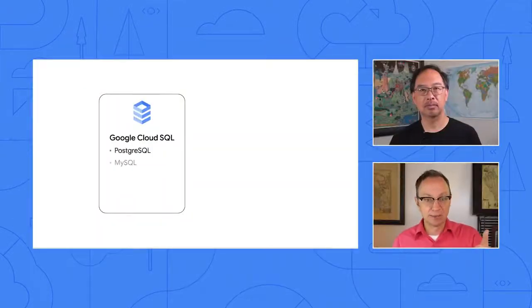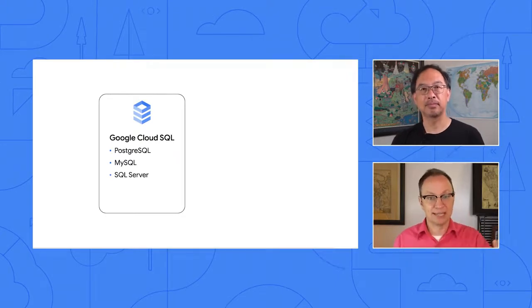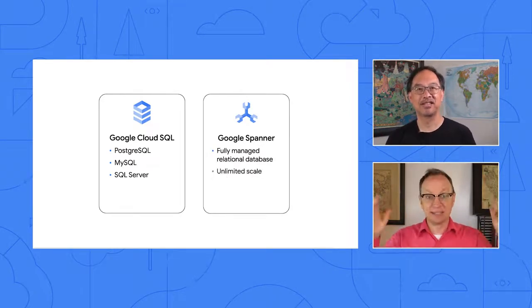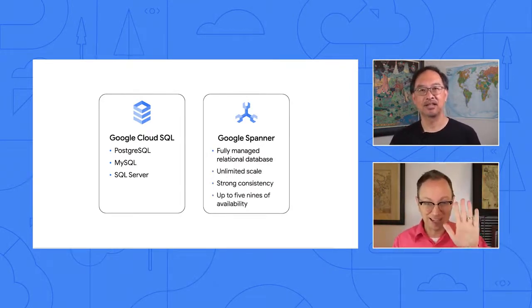Well, as a developer, you first have to ask yourself if you want a relational or SQL database or a non-relational NoSQL database. Right. Relational SQL databases are good for aggregating data over many records to find averages, counts, maximums, and so on. They're also good when money needs to be stored in a database or when you have complex data models. Cloud SQL supports MySQL, Postgres, and SQL Server. But if you want a fully managed relational database with unlimited scale, strong consistency, and up to 5 nines of availability, you should check out Spanner.